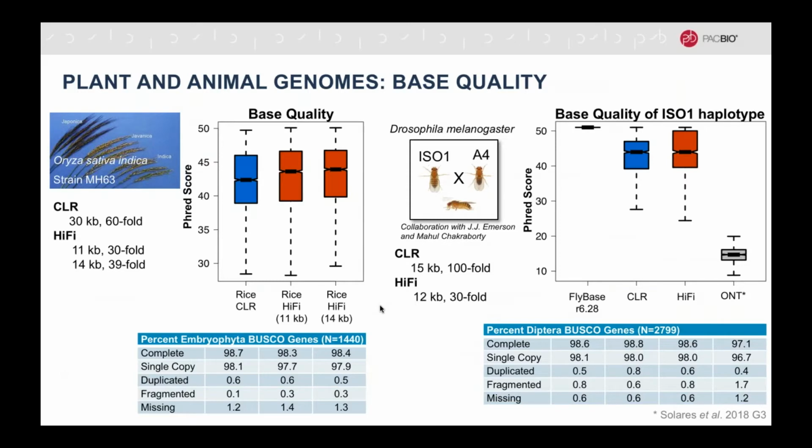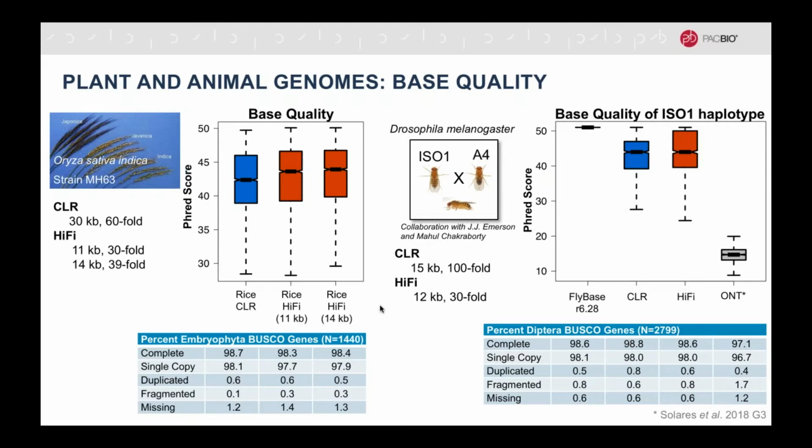Moving beyond humans, here's a look at base quality for two samples for which we have ground truth data sets, the indica rice strain I introduced earlier and a Drosophila melanogaster sample. On the left, for rice, we compared a 30 kb size selected library of CLR data to two HiFi libraries size selected at 11 kb and 14 kb.